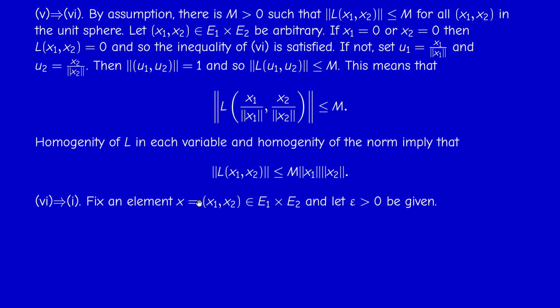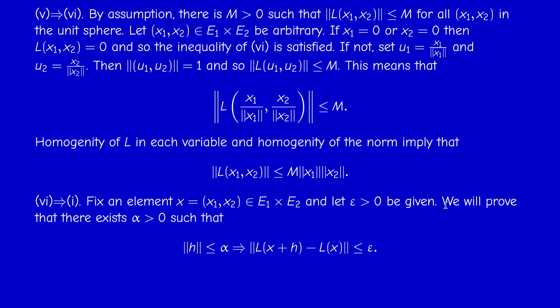So I fix an arbitrary element x in the product. So x is just x1, x2. And I want to prove that L is continuous at x. So what does this mean? This means that for any epsilon, there exists a constant alpha such that if the difference between x plus h and x, which is h, is sufficiently small, less than alpha, then the distance between their images is less than epsilon.